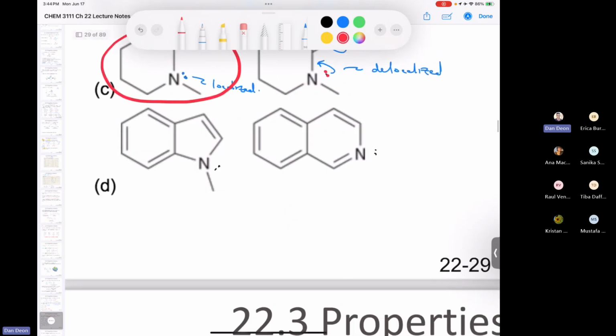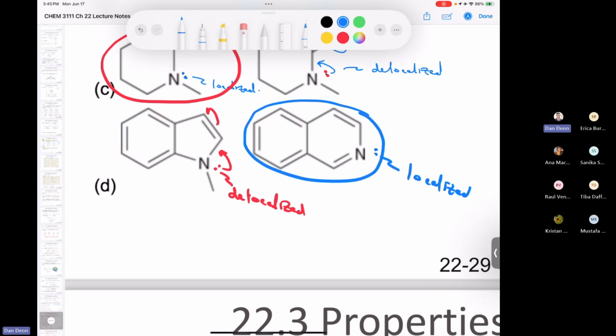And then for the last one, it's kind of the same thing. This lone pair here is required for aromaticity, so this pair is delocalized. We could draw a resonance form like this. But on this ring, the lone pair and the pi bond can't both be involved in resonance. It's only the pi bond. So this lone pair is localized, and therefore this one is going to be the stronger base.